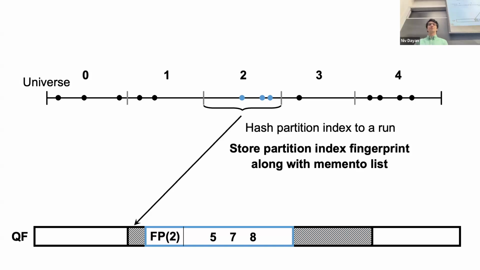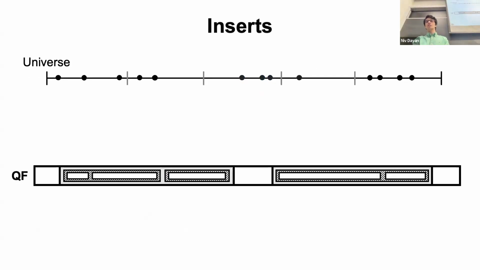So this is basically the base structure that I care about, which is a fingerprint plus a bunch of offsets. And I'm going to call this a keepsake box from now on. Given these keepsake boxes, I'm going to illustrate how you can support inserts, deletes, and queries real quick. So in this figure, you have your quotient filter.